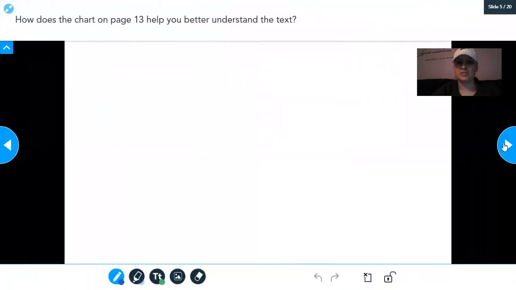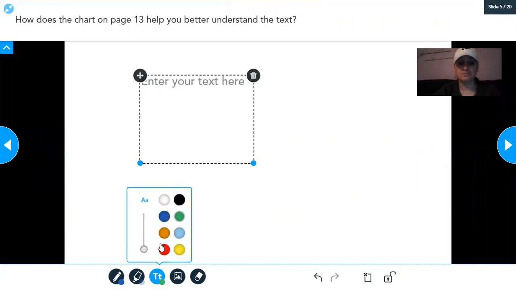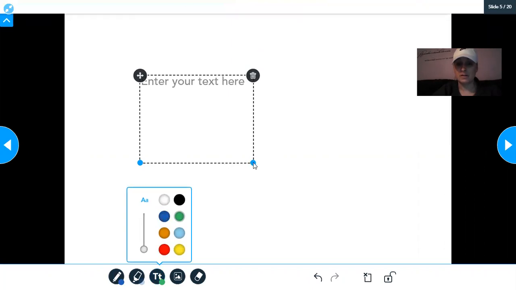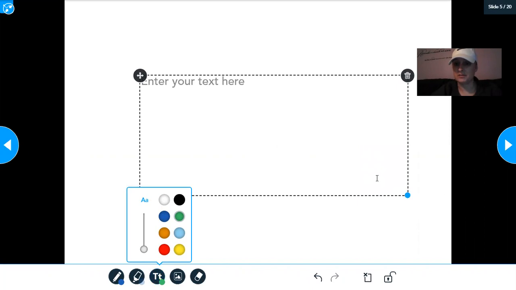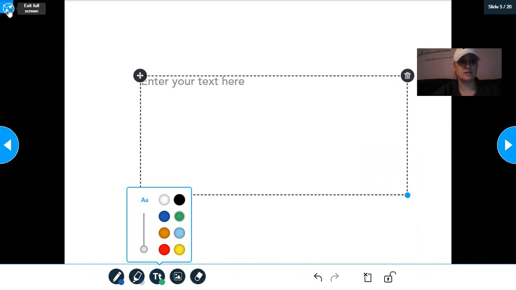You can always go back in your story to check to make sure your answers are correct. It says, how does the chart on page 13 help you better understand the text? Now, to look at that, you can toggle back using this button, but I did it last week and it didn't show it in the video. So what I'm going to do here, that was the page that showed you all the different types of skunks.